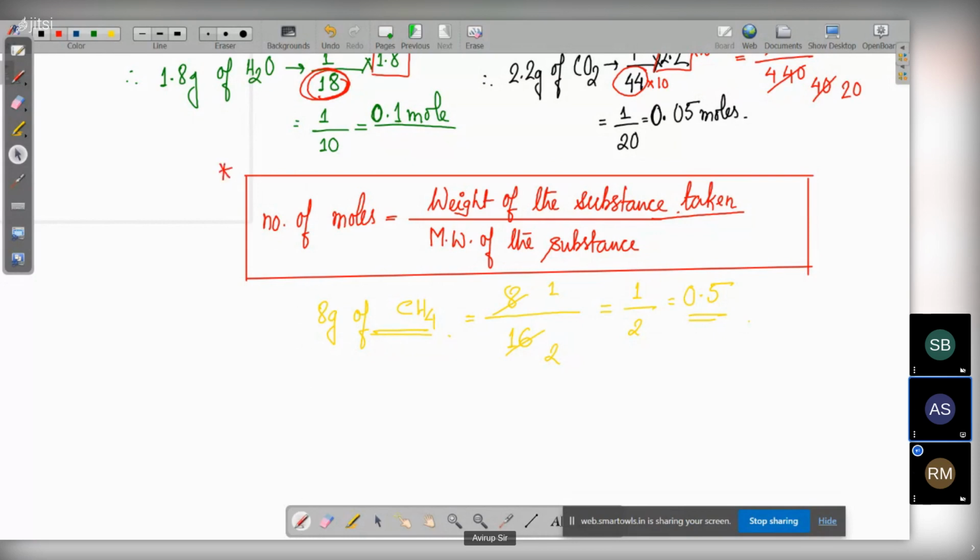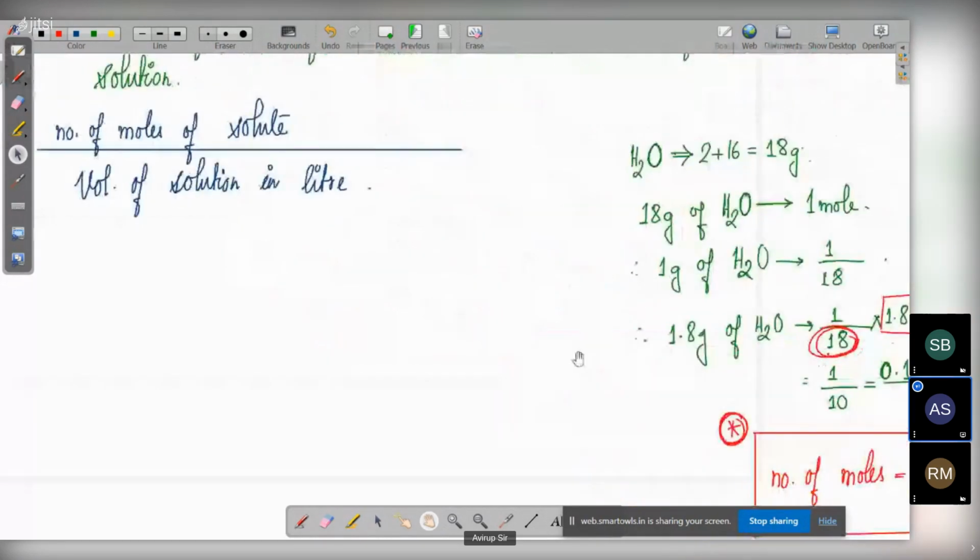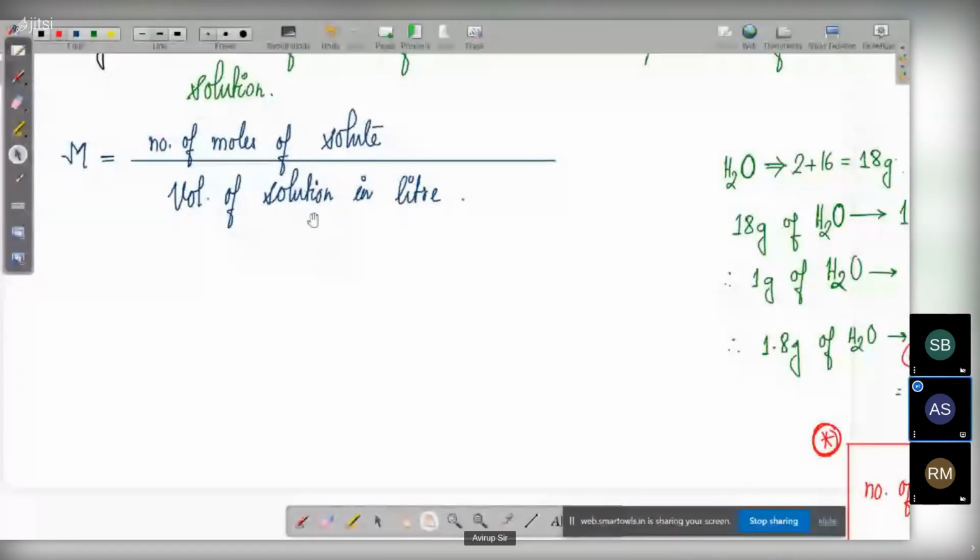Yes, sir. So now let us come back again to molarity. This was the number of moles calculation. So now you can see molarity is number of moles of solute divided by volume of solution in liter. Now this is the basic formula. Now what happens in exams, teachers will not directly give you the number of moles. Rather, they will be giving you other data. So you have to modify this formula. There are various alternatives to the formula.